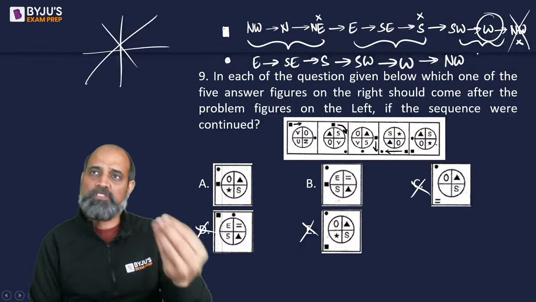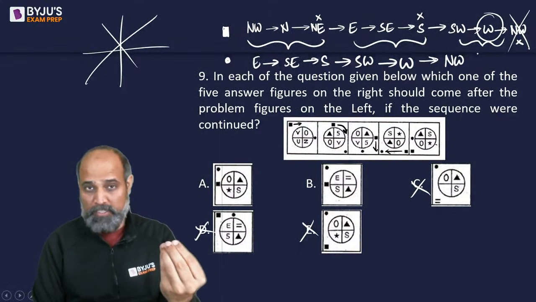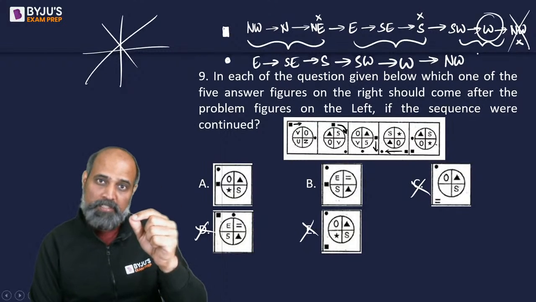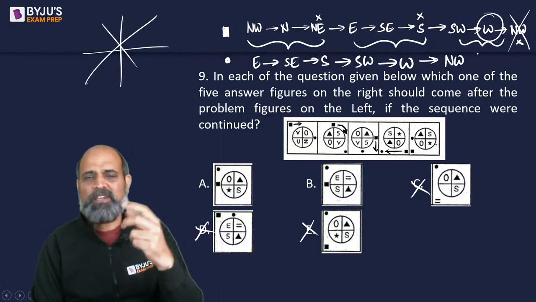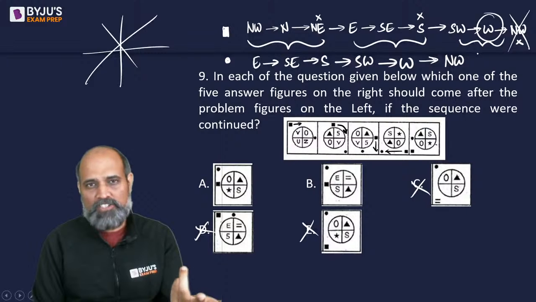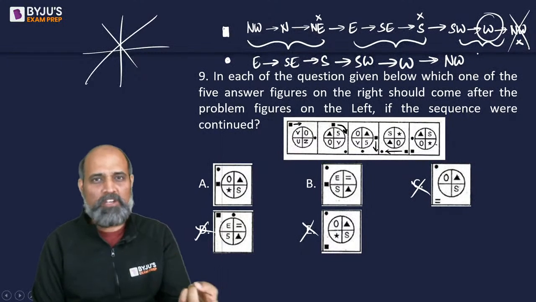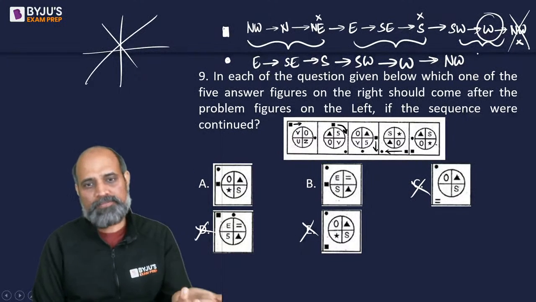So anyways, before you start, following a particular figure or a particular part of the figure, you should look at the options. In A or B, check the circle's position, right? Because in both the remaining options we do have circle at the northwest.